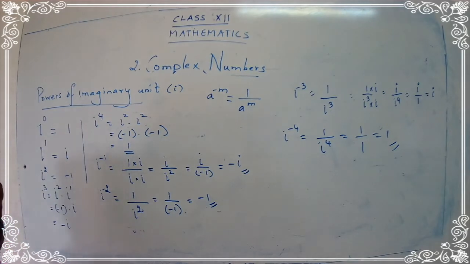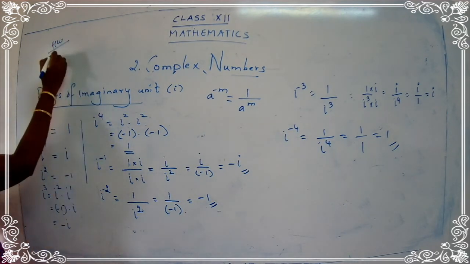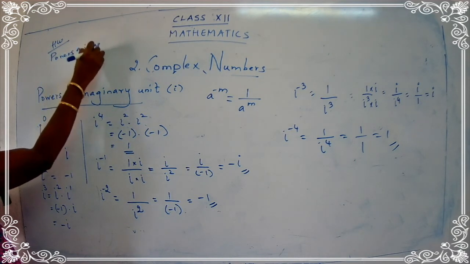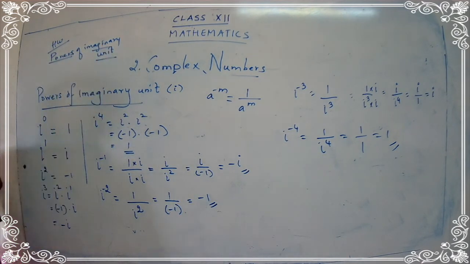So we have found the powers of I. That is, we have found 4 positive powers, and also we have found 4 negative powers. I hope you are clear with the basic part. So your homework is to copy down the same powers, the powers of imaginary unit. Have you completed, children?